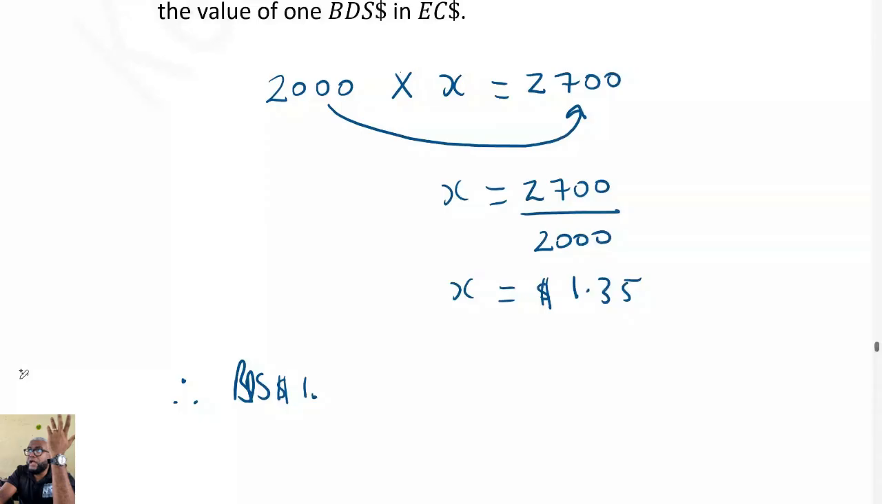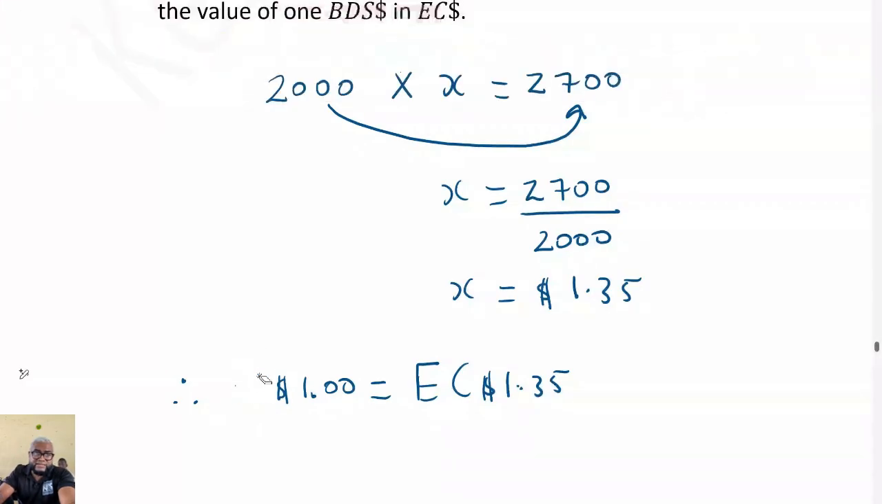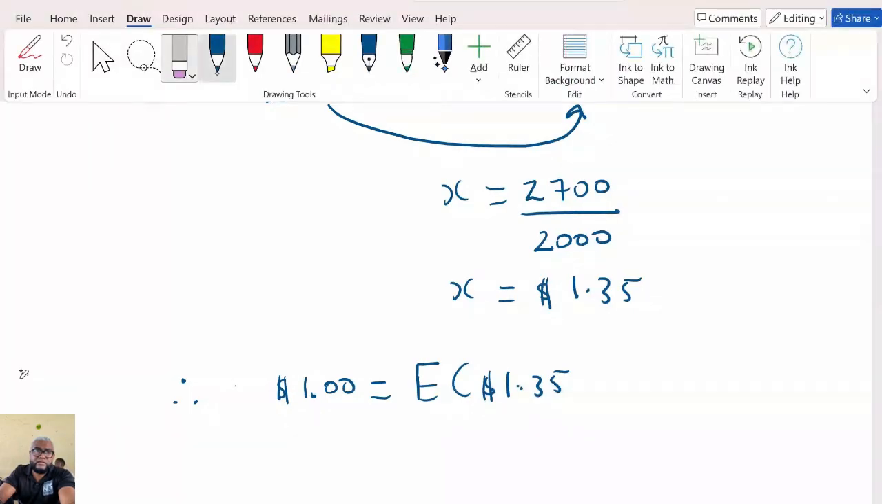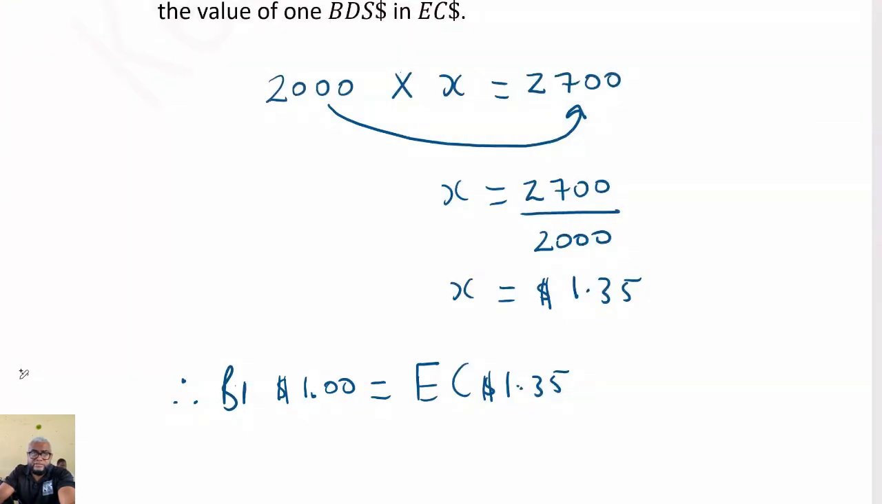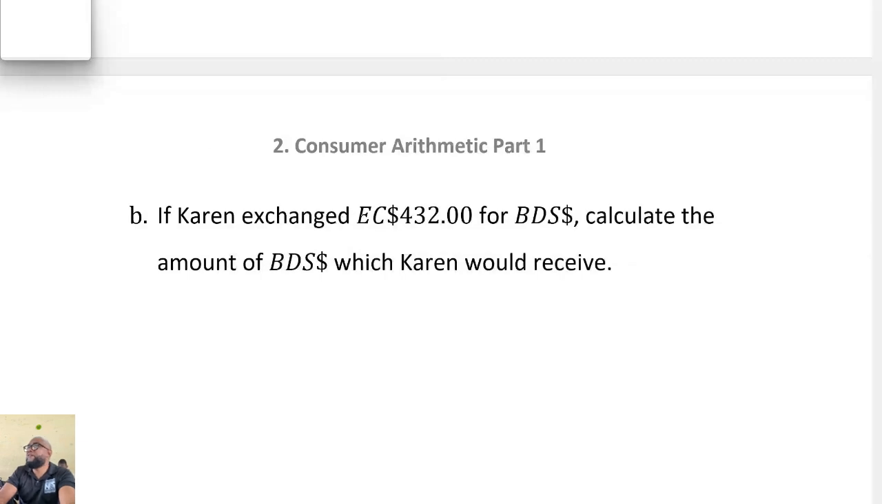Barbadian $1 is equal to EC $1.35. That's my conversion. Everybody good there? Yes, sir. I'm going to write this a little better. BDS. So if the current exchange is EC $432 for Barbadian dollars, calculate the amount of Barbadian dollars which Karen would receive.